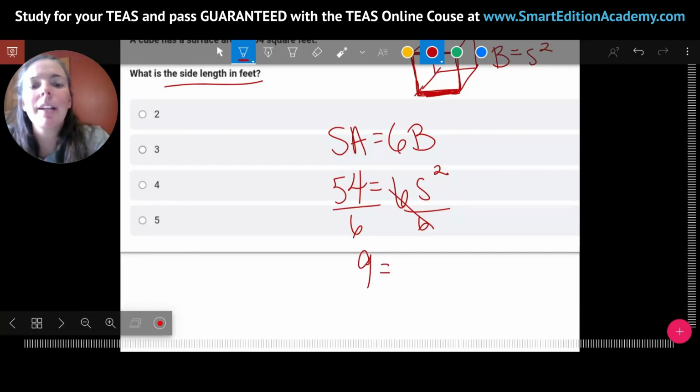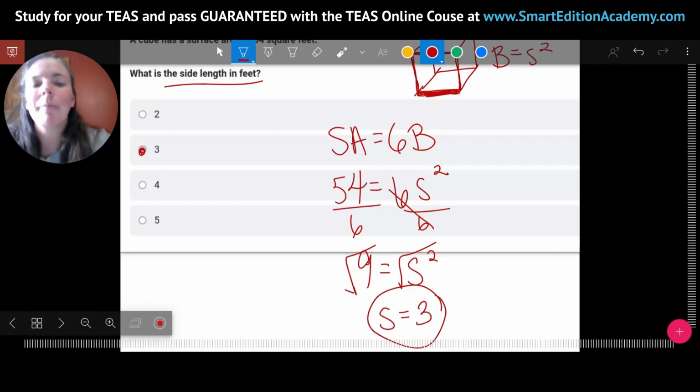So 54 divided by 6 is 9. If 9 equals the side length squared, I just have to find what the square root of 9 is. So the square root of 9 would be whatever times itself gets you to 9, which would have to be 3. 3 times 3 is 9. So the side length would be 3.